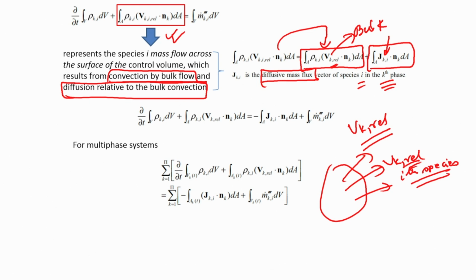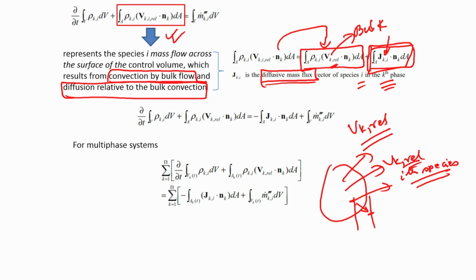But on top of that, if there is a concentration gradient across the flow field, it can happen that, say, the concentration of species i is higher here than there. So, there will be a diffusive transport. It is like a conduction problem. When there is a temperature gradient, there is a heat flow. Here, when there is a concentration gradient, there is a corresponding species flow. That is not the bulk flow that we are talking about over here. So, that is given by this J, the diffusive mass flux vector.